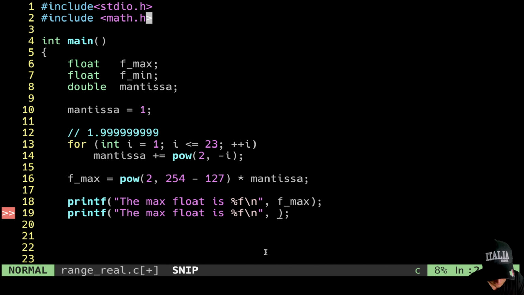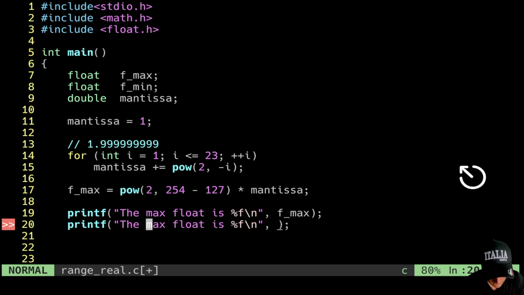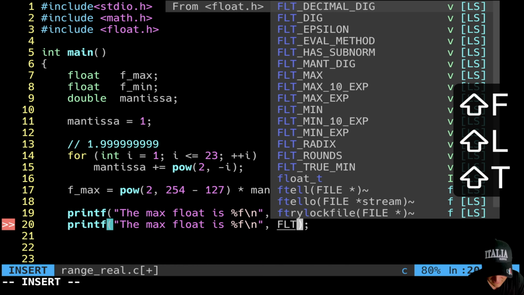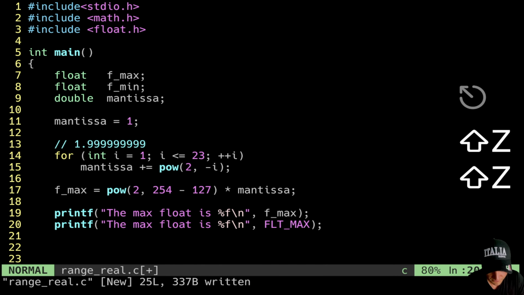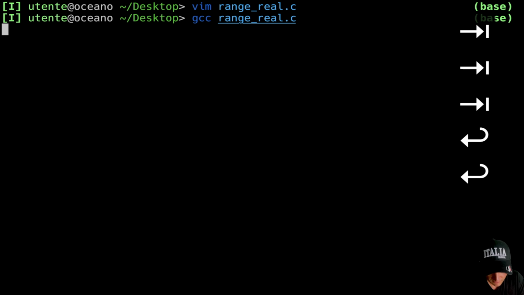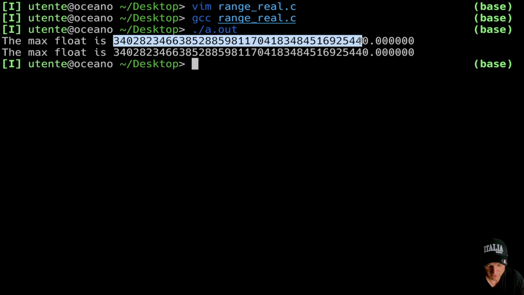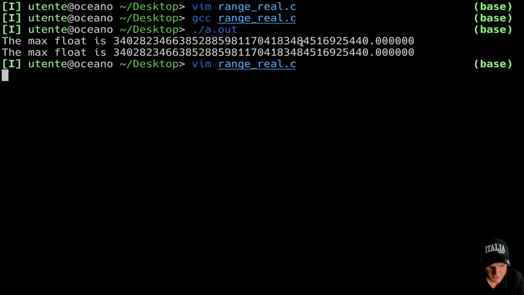Of course, we have to include the file. So we're going to include float.h. So here we're going to put FLT_MAX. Here we are. Let's check it out. So compile, I'm going to compile range real, and then just launch. Boom. As you can see, it works. The values are totally the same. This is coming from the symbolic constant, and this is coming from my operation, which is the same, right? So you understand what is going on.